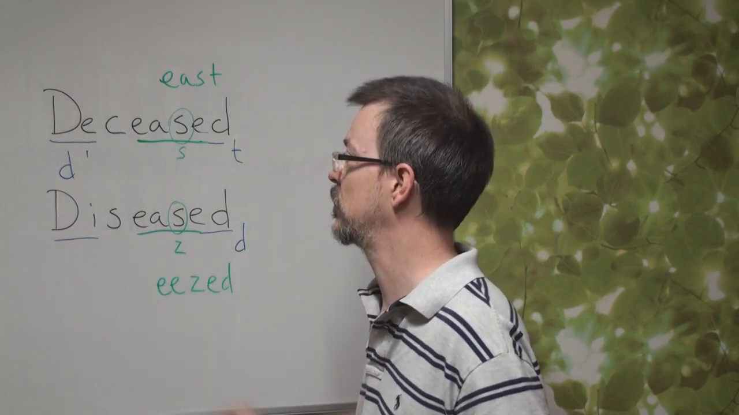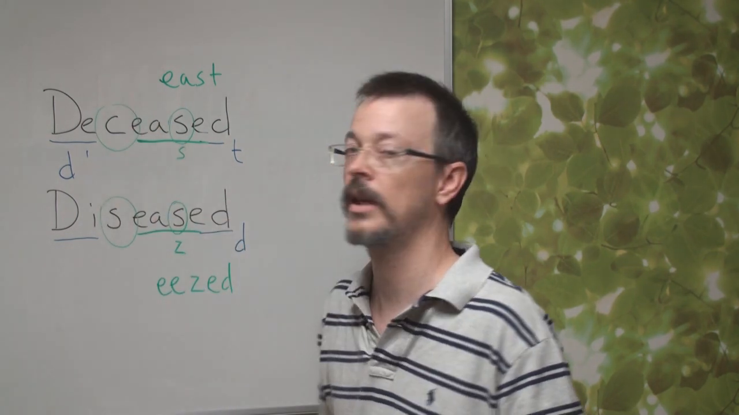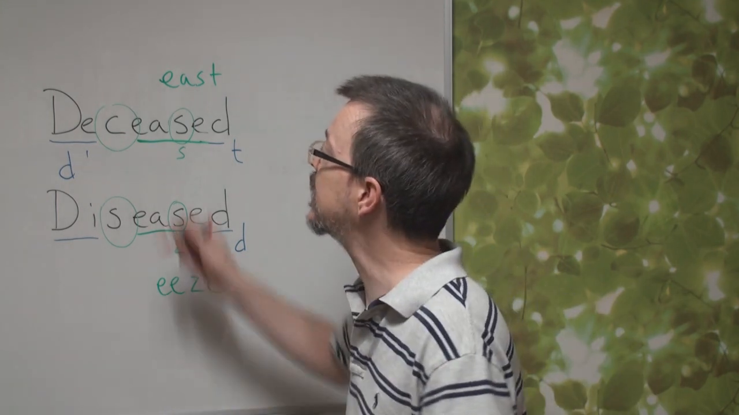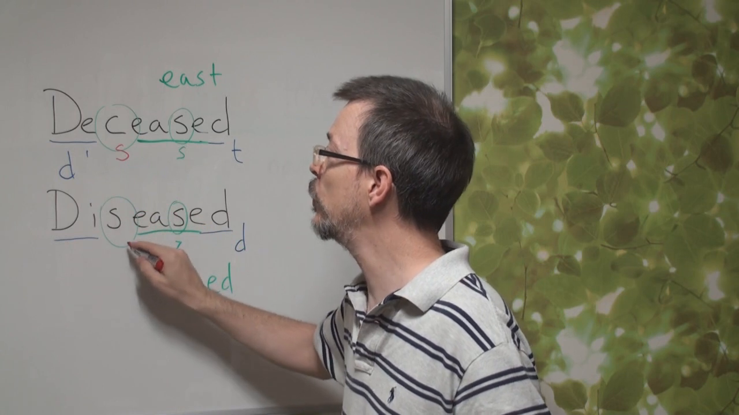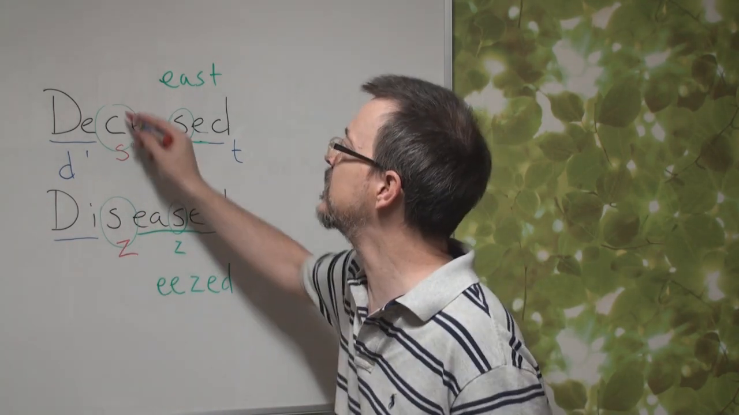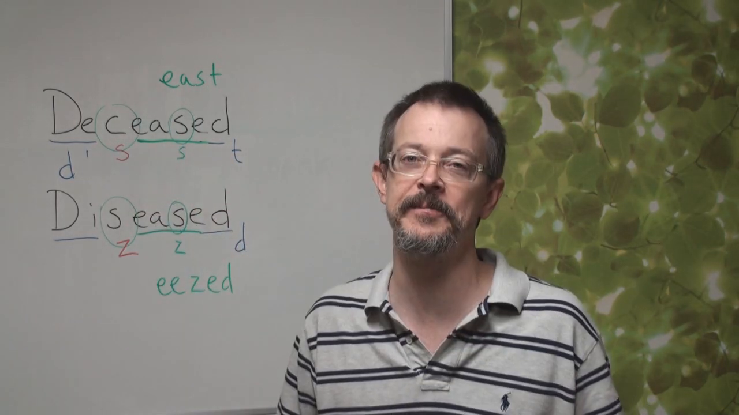E-E-Z-E-D. So, we've got this part left. And here, once again, there's also a difference. In this case, we say S, and here, we say Z. Why don't we just change the C to an S and the S to a Z?